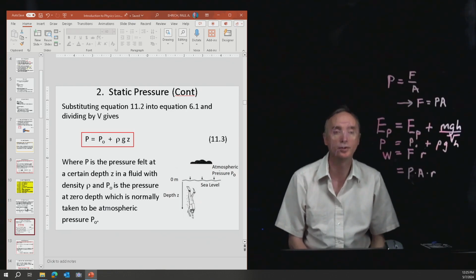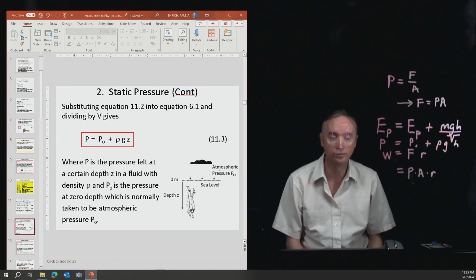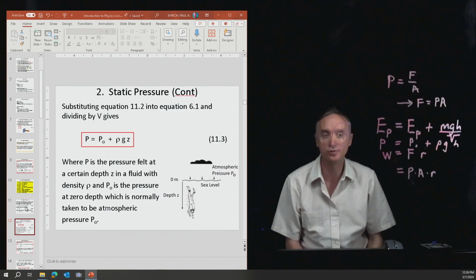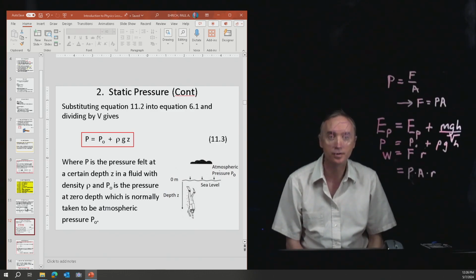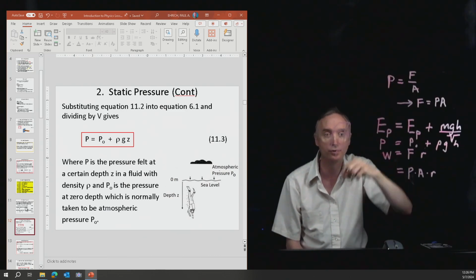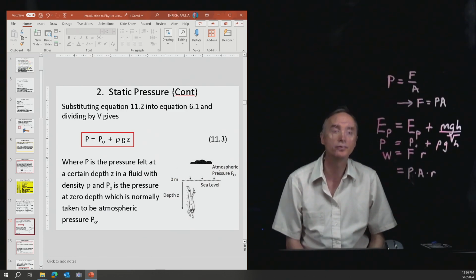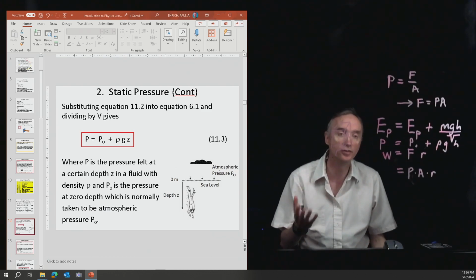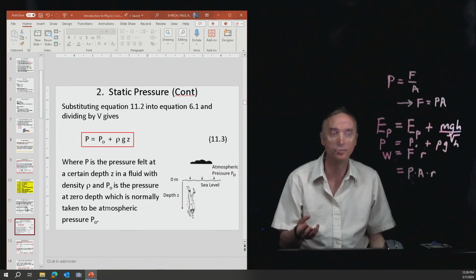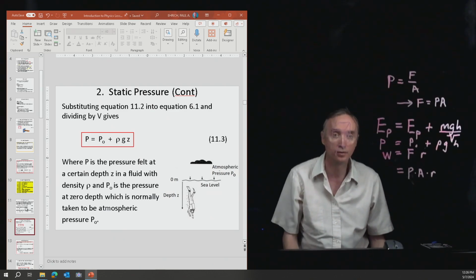So our final formula is that the pressure that you feel is going to be equal to the pressure you start with plus the density of the fluid, gravity, 9.8 meters per second squared, and then how deep you are under the water. If this fluid is water, then we say that the P0, the initial pressure, is going to be the atmospheric pressure that's pushing down on the water.